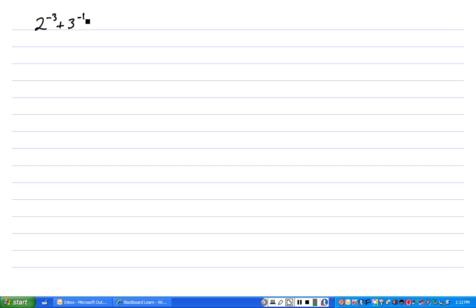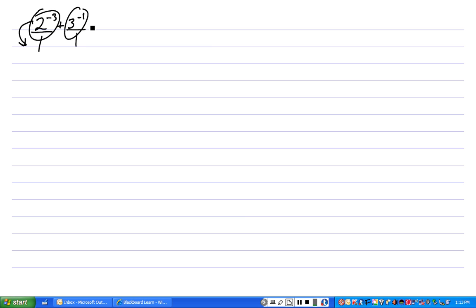So we're looking at 2 to the negative 3rd plus 3 to the negative 1st. Now you may be tempted when you see this problem to go ahead and add the 2 and the 3 and then combine the exponents, but you don't do it that way. When you're talking addition and subtraction, you want to deal with each individual term first. So I want to take this 2 to the negative 3rd, which is like saying 2 to the negative 3rd over 1, and this 3 to the negative 1st, which is like saying 3 to the negative 1st over 1.